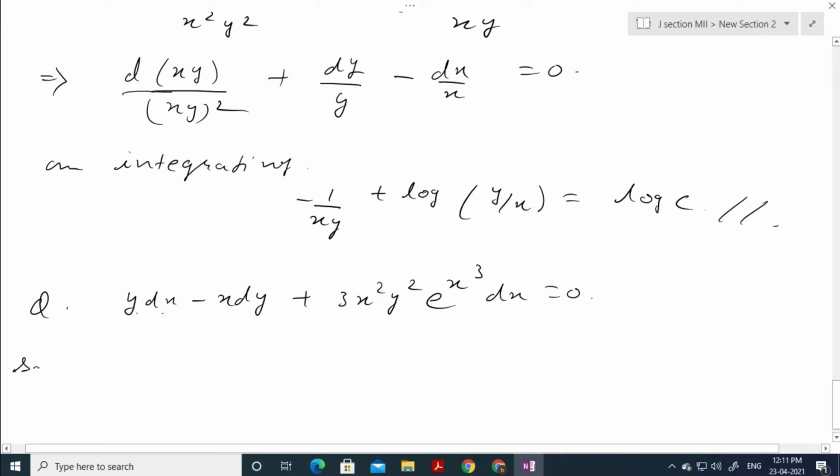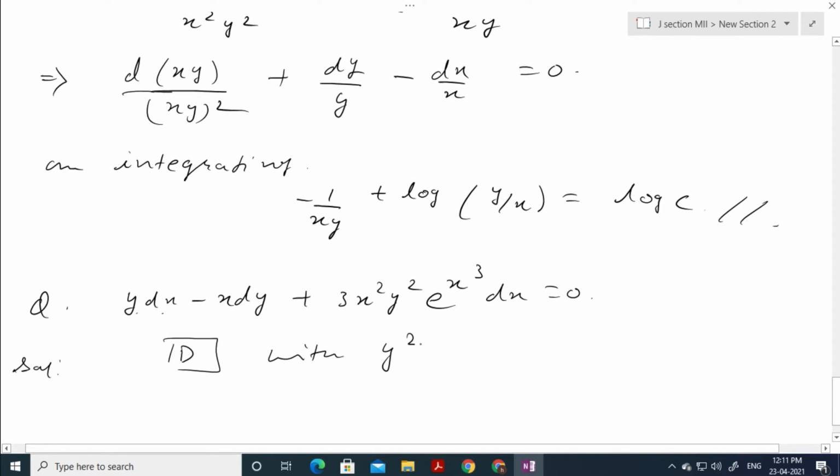So these you are going to get with practice. The solution is x by y plus e power x cube equal to c. Oh, that is the solution you are telling. For that, what have you done? You have divided this with what?